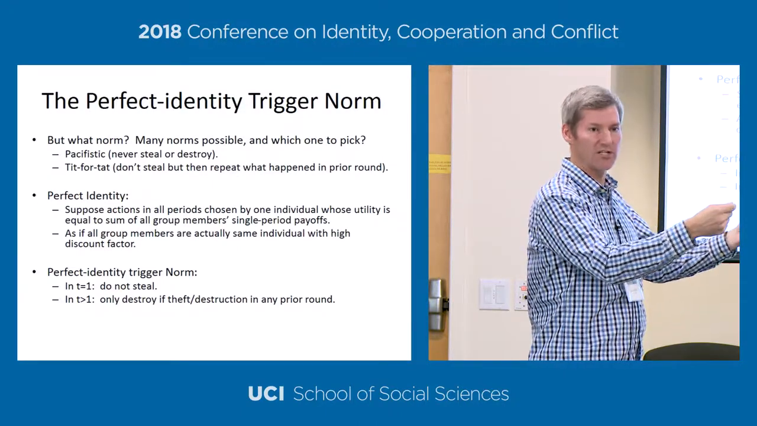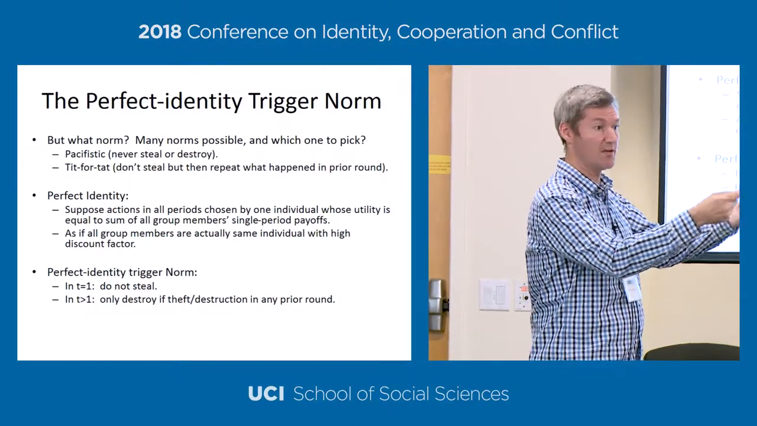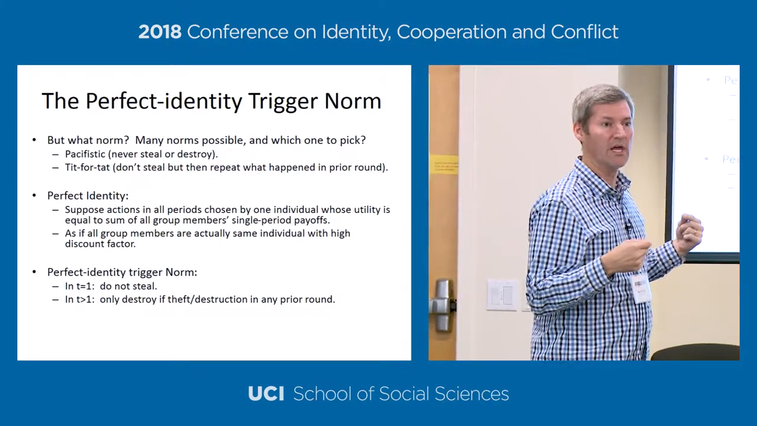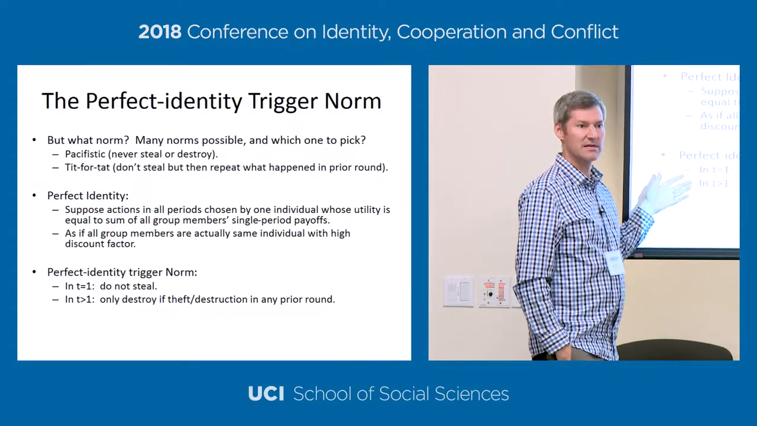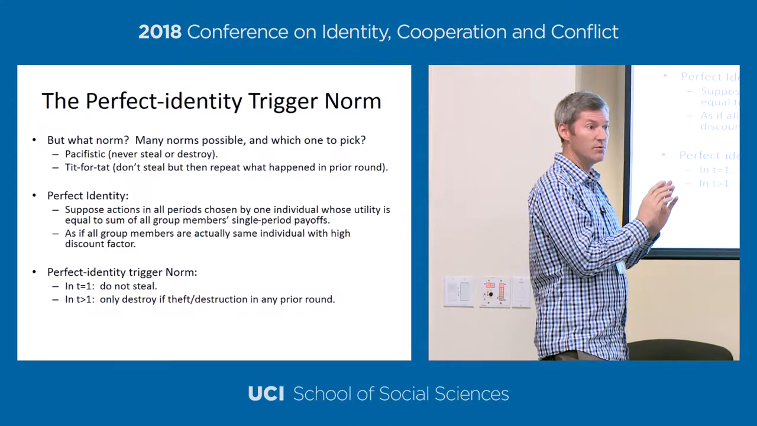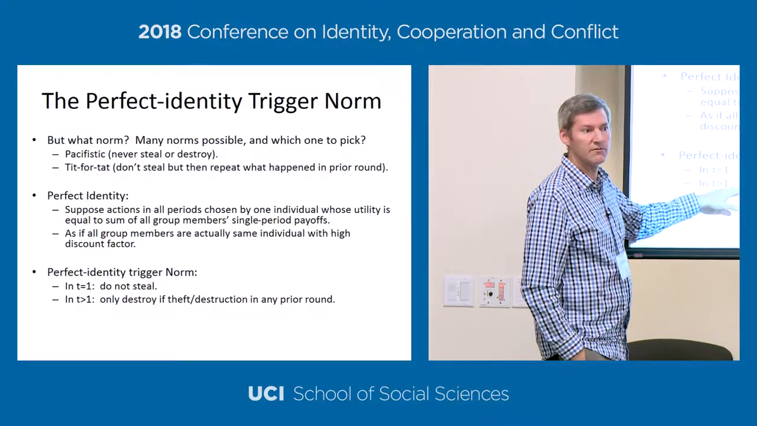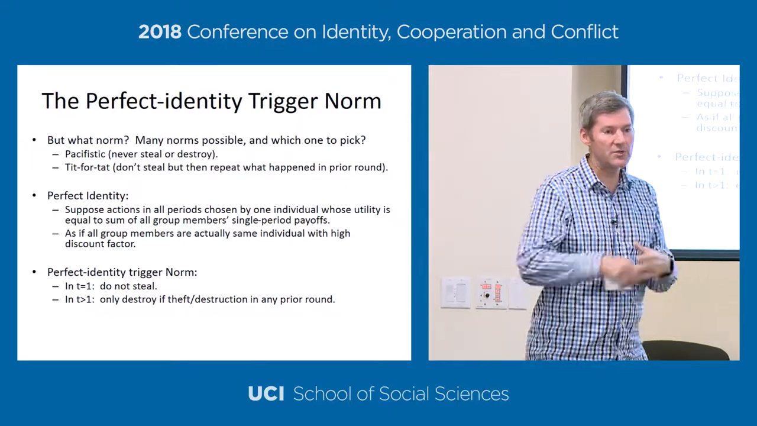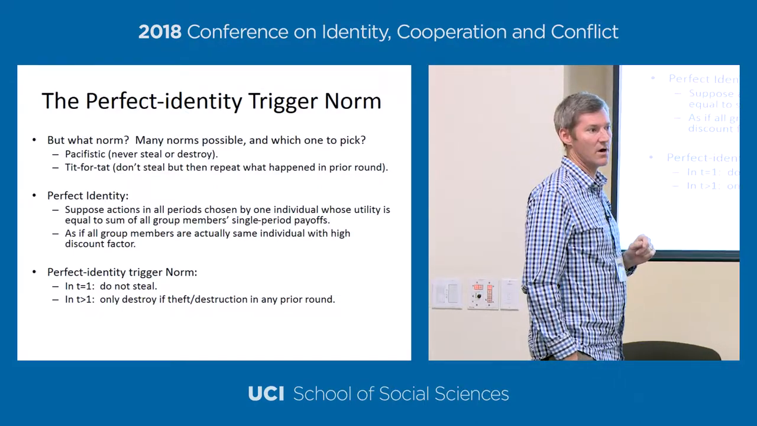What would be the strategy that would be an equilibrium that would maximize the well-being, just at the payoff alone, for each of the members of that group? And so we can derive and show that it's a kind of grim trigger strategy that can enforce an equilibrium of no theft in the first round, due to threats of complete and utter punishment in any subsequent round. Okay? So a grim trigger strategy can satisfy this kind of perfect identity norm.